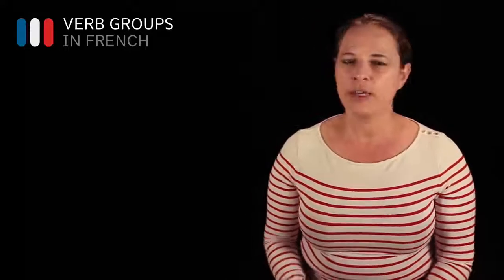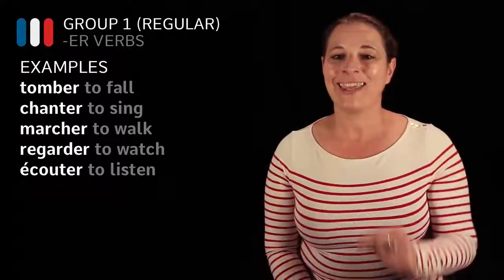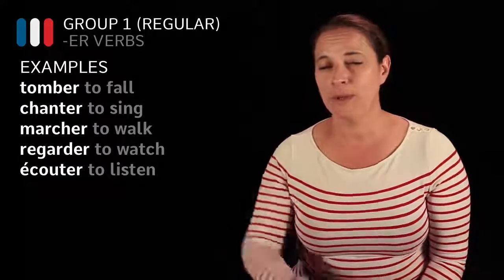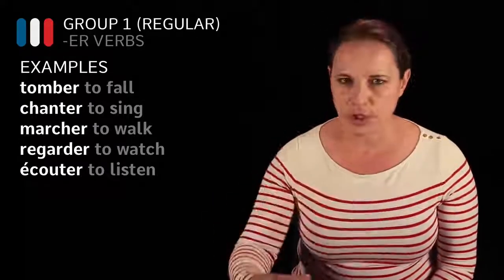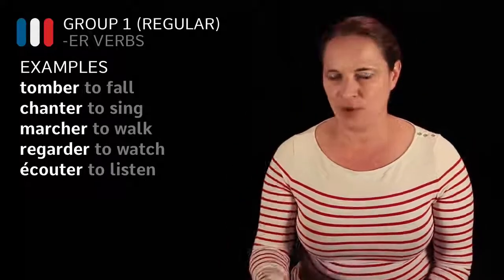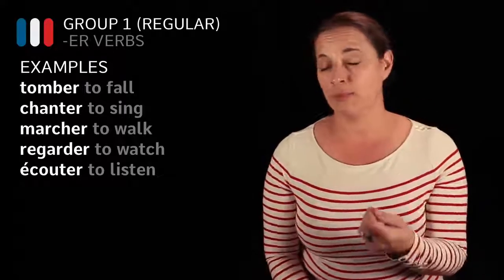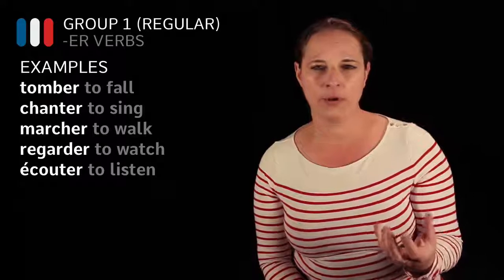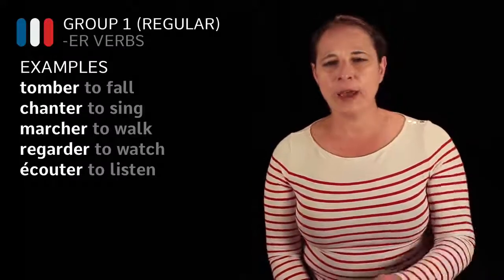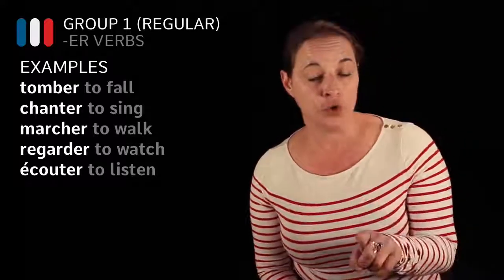So let's have a look at the first group. The first group includes regular verbs ending in ER in their infinitive form. When I say infinitive form, it means to watch, to dance, and so on. It means that this verb has not yet been altered by a subject pronoun. So it is known as a regular verb. This is by far the group which contains the most verbs. So that's quite good news.